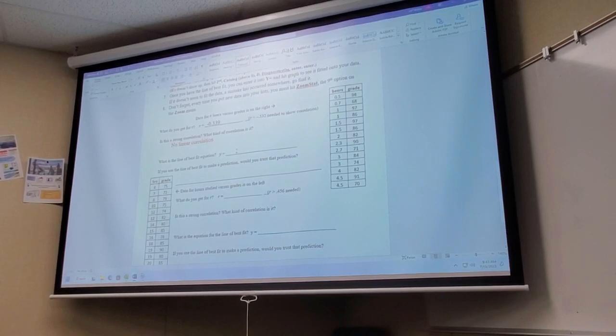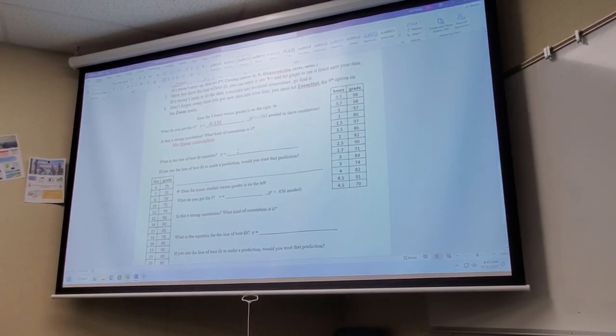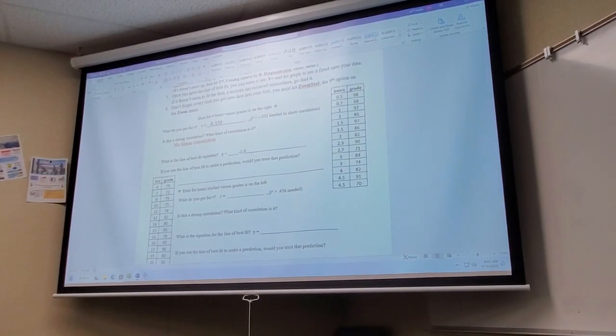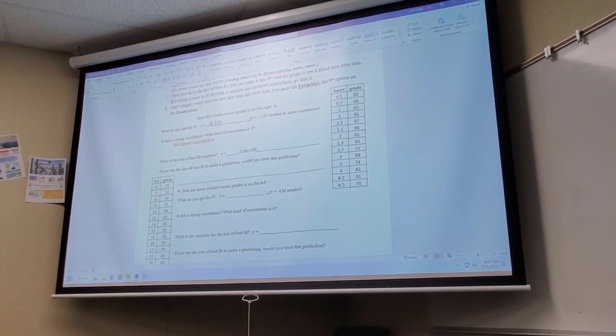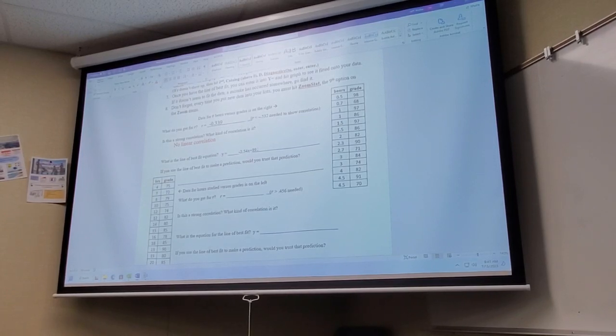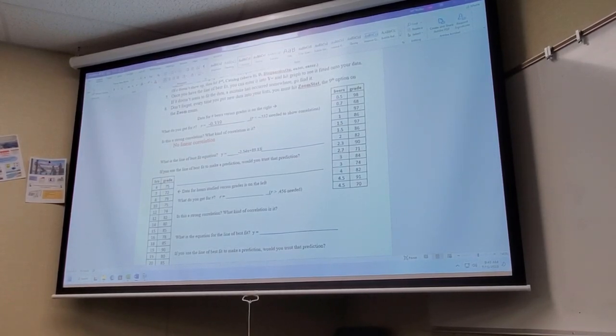The line of best fit. Now let's kind of finish this out, even though we already know this kind of sucks. What was it again? Negative 2.5. Do one more decimal. 2.54 plus 89, right? Point something. Was that right? What was the B? Oh, 89.83. 83? Okay. All right, so everybody write that down on your piece of paper. You're going to need it right now.